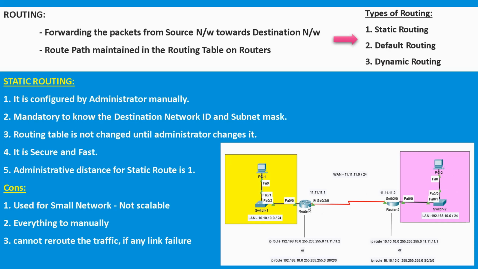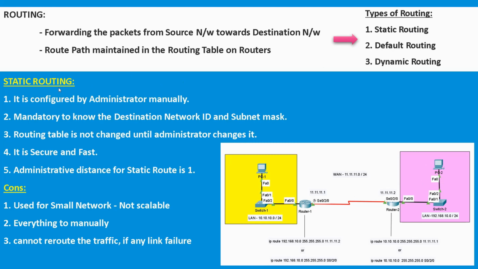So how can we maintain it? There are three ways of doing that: static routing, default routing and dynamic routing. By using these three ways, the router can understand how to forward the packets to the destination, to make your router learn the route path. Here I am going to discuss static routing, which is the first routing mechanism.